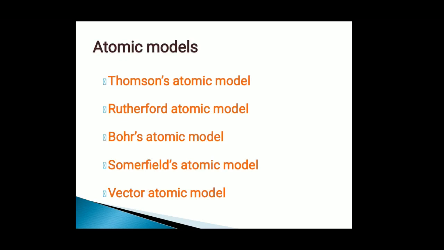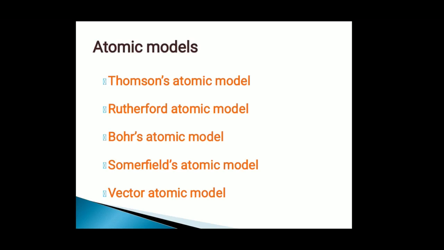The first atomic model was proposed by J.J. Thomson. After his discovery of the electron in 1897, many atomic models were proposed by different scientists to explain the structure of the atom. So who discovered the electron? J.J. Thomson discovered the electron in 1897, and he proposed the first atomic model. After this, many atomic models were proposed by different scientists.